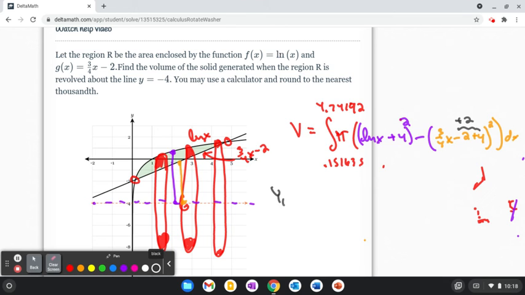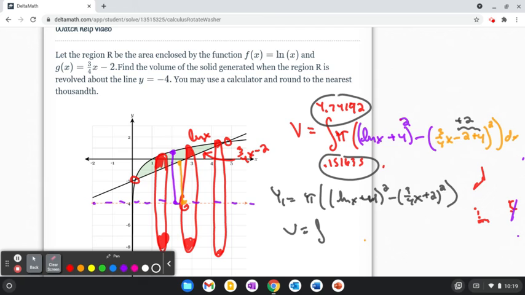So I'm going to type into my y1, pi, parenthesis, ln x plus 4 squared minus parenthesis 3/4 x plus 2 squared, close parenthesis. I'll pause it while I do that real quick. Okay, so then I'm going to do the integral of that, right, from those two limits we had here of this function. And let's see what we get here. 0.151635, and upper limit 4.74192.